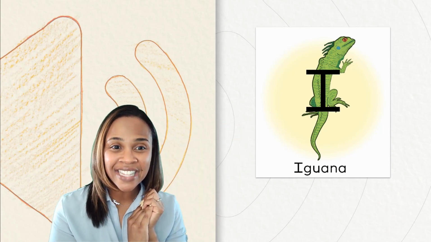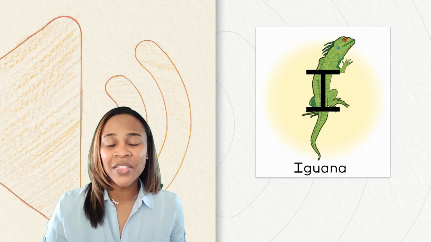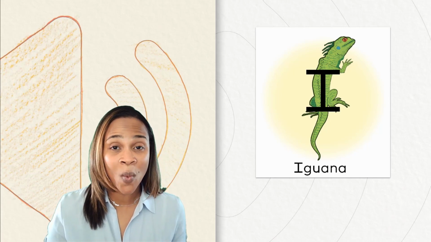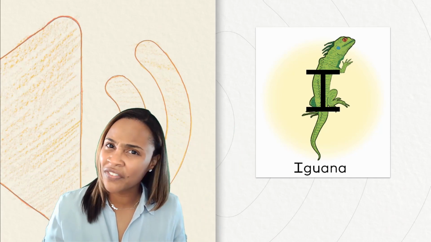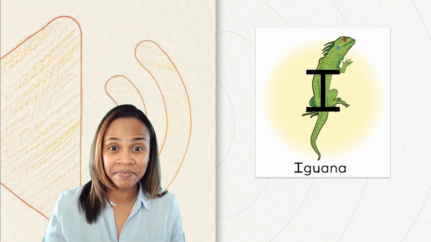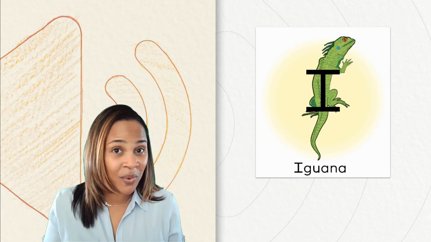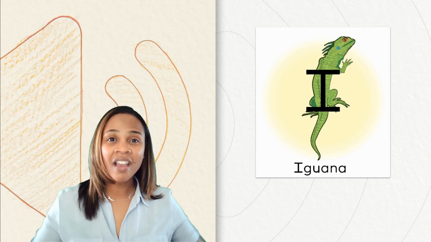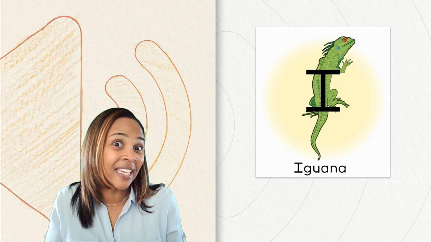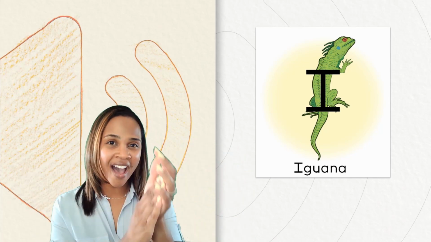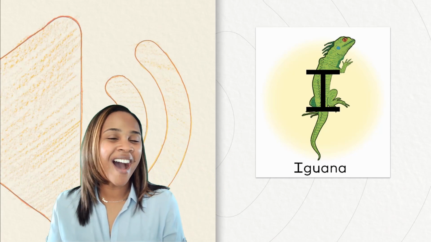Iguana. Yes. How many beats are in the word iguana? Right. There are 3 beats or 3 syllables in the word iguana. Iguana. Right. 3 syllables. What is the first syllable in the word iguana? Ig. What is the second syllable we hear in the word iguana? On. Right. And what is the last syllable we hear in the word iguana? Right. Iguana. Yes, iguana. Awesome work.